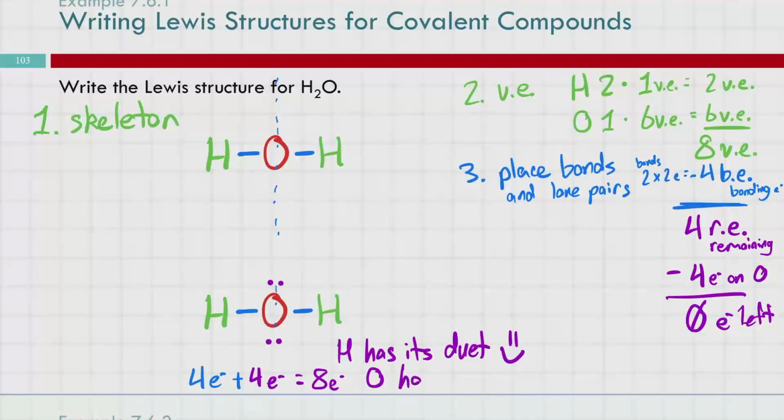So oxygen has an octet. So it is happy, it's content. Everyone has what it wants. So this would be a good Lewis structure for H2O.